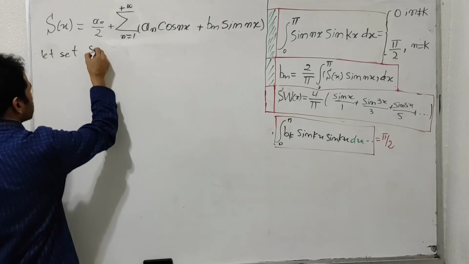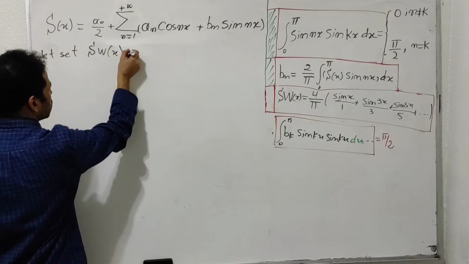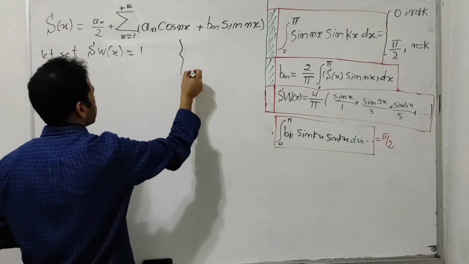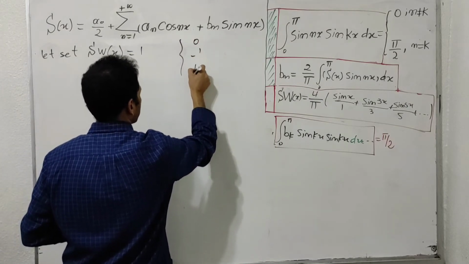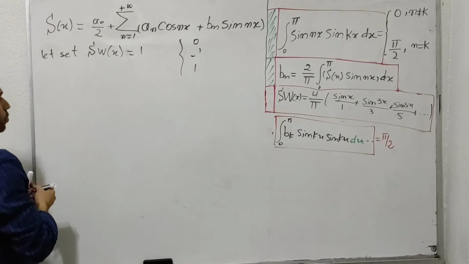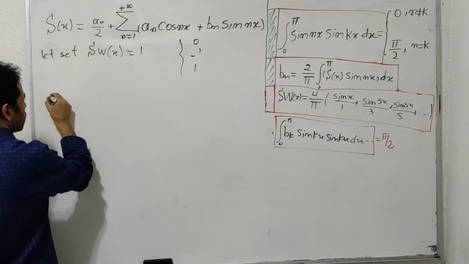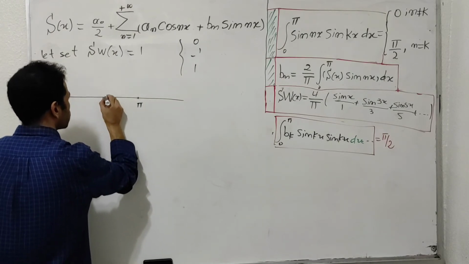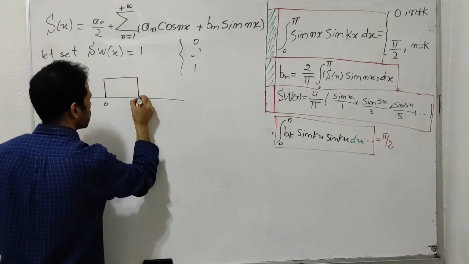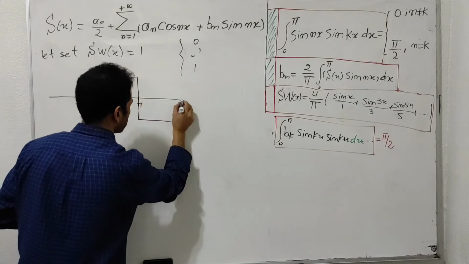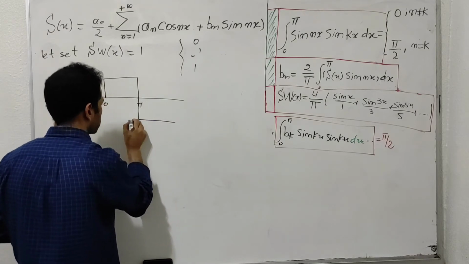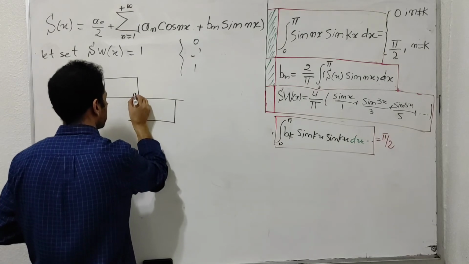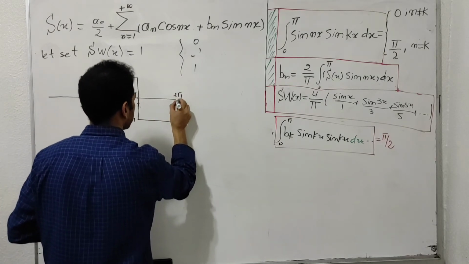Let's set the square wave of this function equal to 1. So I will have 3 values: 0, -1, and 1. I'm going to graph this one. I will have this graph from 0 to pi. This function will be like this, and going down and going down until you get -1 here, and going up. This is pi, this is 2 pi.